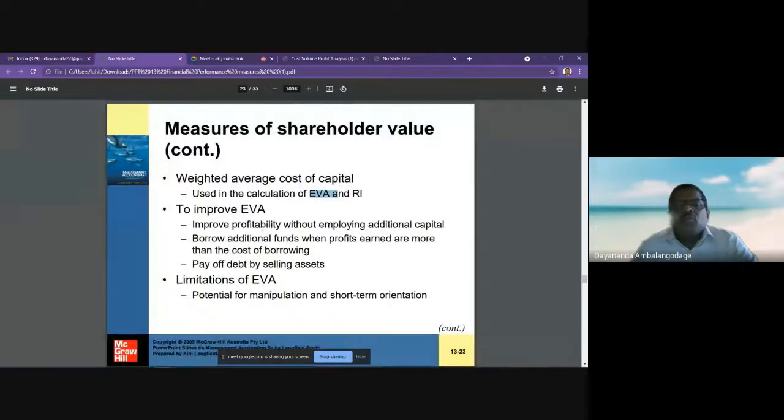To improve EVA, improve the profitability without employing additional capital. Borrow additional funds when the profit earned is more than the cost of borrowing. Pay off debt by selling assets. That is how you improve economic value added. You have to improve the profitability. You may use the borrowing strategy also. Then you may sell unproductive assets, and you may settle the debt.